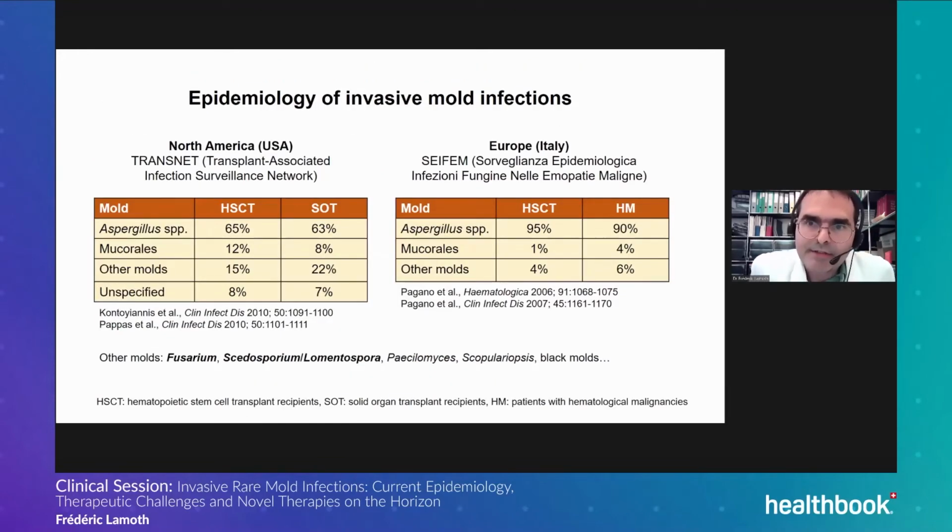Now let's focus on the epidemiology of invasive mold infections, especially for these rare molds. Here I show the results of two big surveillance programs, one in North America, the TRANSNET network, among hematopoietic stem cell transplant patients or solid organ transplant patients, and SEIFEM in Italy for hematologic cancer patients. As you can see, there is of course a large predominance of Aspergillus species, about two thirds in the United States, even higher in Europe, more than 90%. Then Mucorales would account for about 5 to 10% roughly. And then come other molds. Among other molds, the proportions are very variable according to the country, but you will have Fusarium, Scedosporium, Lomentospora, Paecilomyces, etc. Now, these studies that I showed are mainly data from before 2010.